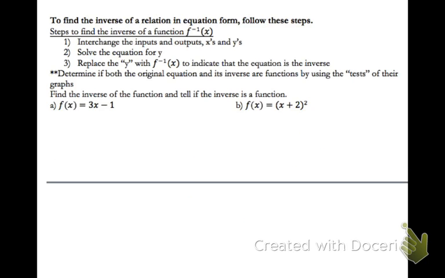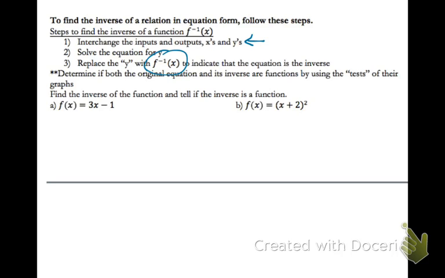So we found the inverse of a relation when it was listed as ordered pairs, but here are the steps if you have a relation in equation form. So these are the steps to find the inverse of that function. The first thing you want to do is to interchange the inputs and the outputs, the x's and the y's. Then you're going to solve the equation for y, and then finally replace the y with this notation, which reads the inverse function of x, to show that the equation is the inverse of the original.